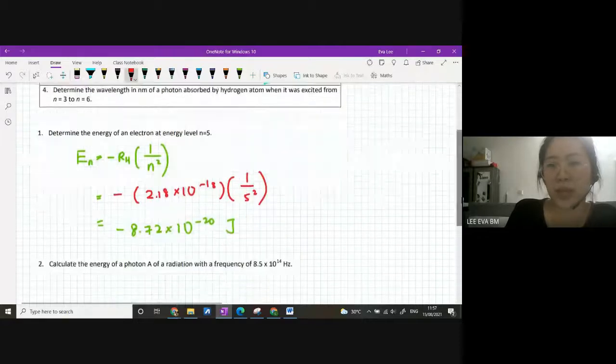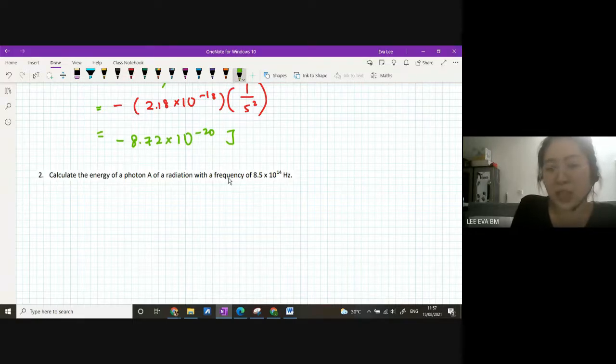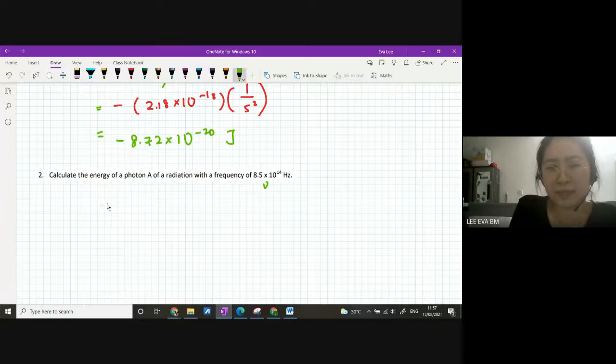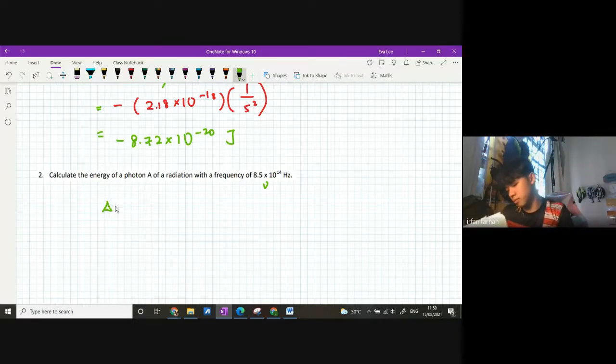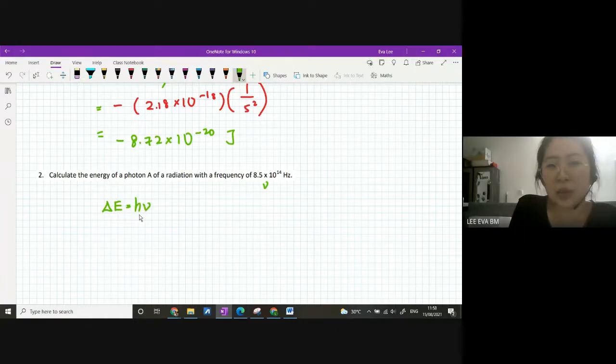Okay. So the second question, calculate the energy of a photon of a radiation with a frequency 8.5 times 10 to the power of 14 hertz. So frequency with a symbol nu. Dia nampak macam satu V tapi ada curvy sikit dekat atas ni. So which formula you want to apply for this? The fourth formula. Which is? Delta E equals to h nu. Yes, delta E equals to h nu.